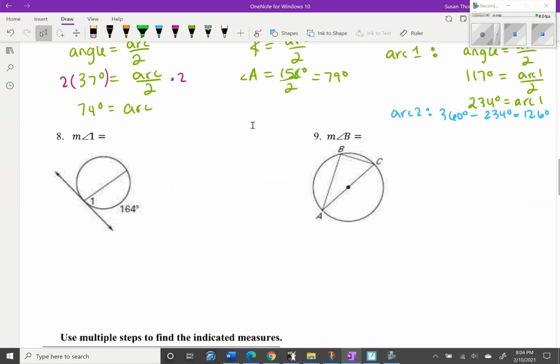All right, so go ahead and pause the video, see if you can do 8 and 9 on your own. When you're done, unpause the video to check your work.